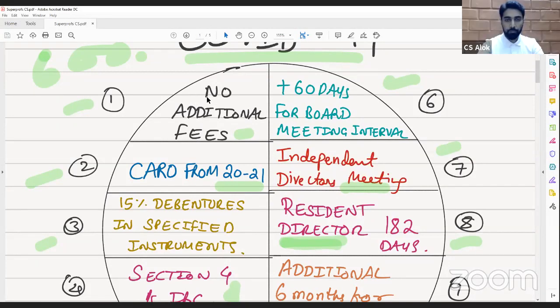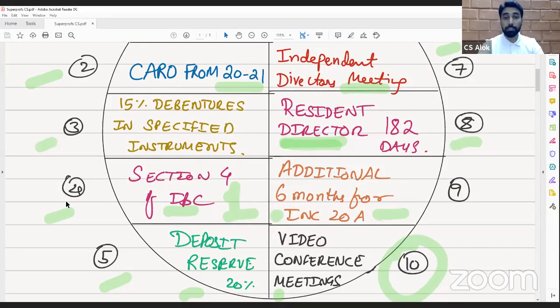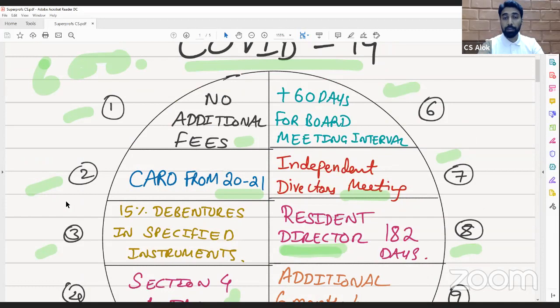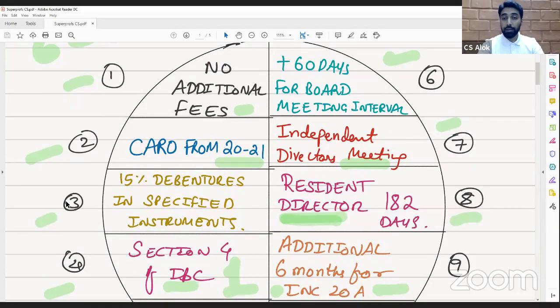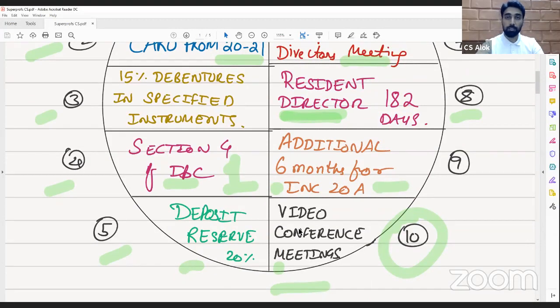Yes. Now, no additional fees. Then CARO is from 2021. Then 15% debentures in the specified instruments. Then section 4 of IBC will not be applicable. Deposit receipt 20%, you don't have to worry right now. Then you have 60 days additional for board meeting. Then independent directors meeting is not required. Resident director provision is not required. Then additional 6 months for filing INC 20A. And obviously video conferencing meeting. So these are the revision points.